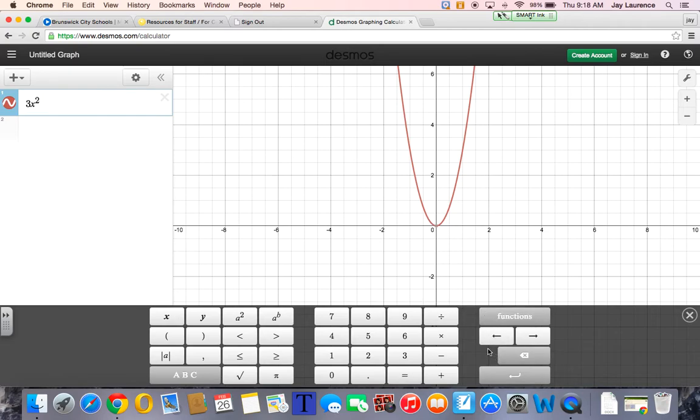How do I backspace? I thought that would do it. Oh, it does backspace, but it doesn't delete. Oh, there it is. Okay.